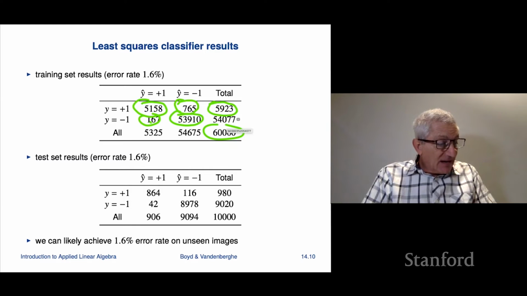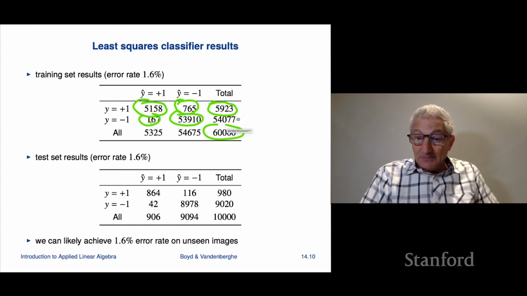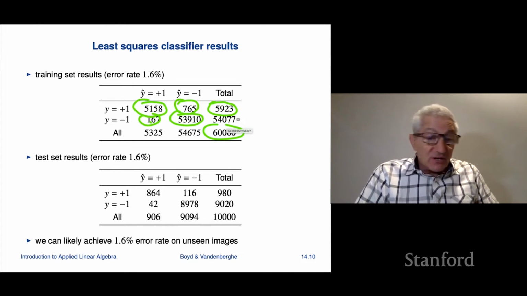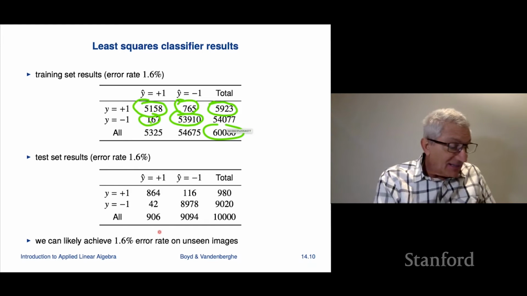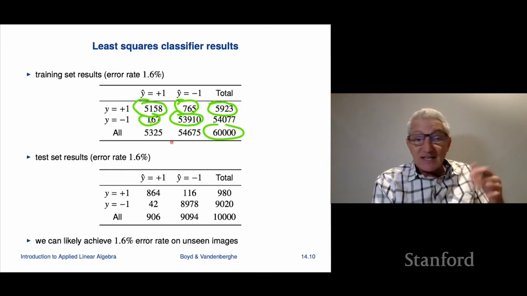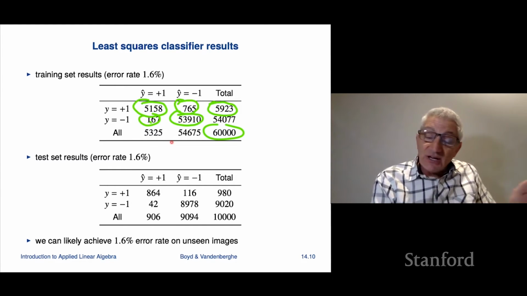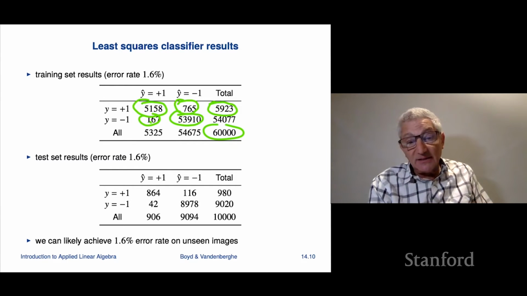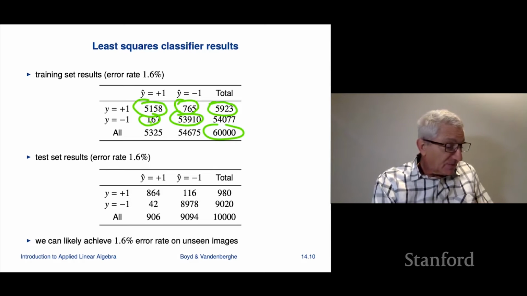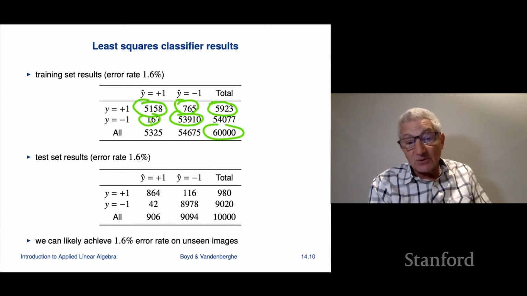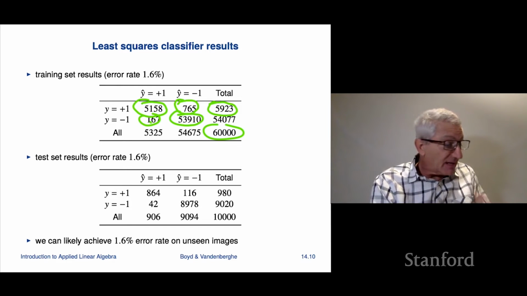And that's actually all as well. These numbers here are approximately the same as these, scaled by 1/6. That's good. That means that we're not overfit. It means we can likely find a zero with an error rate of about 1.6% on unseen images. We can guess that because the train and test are very close here.